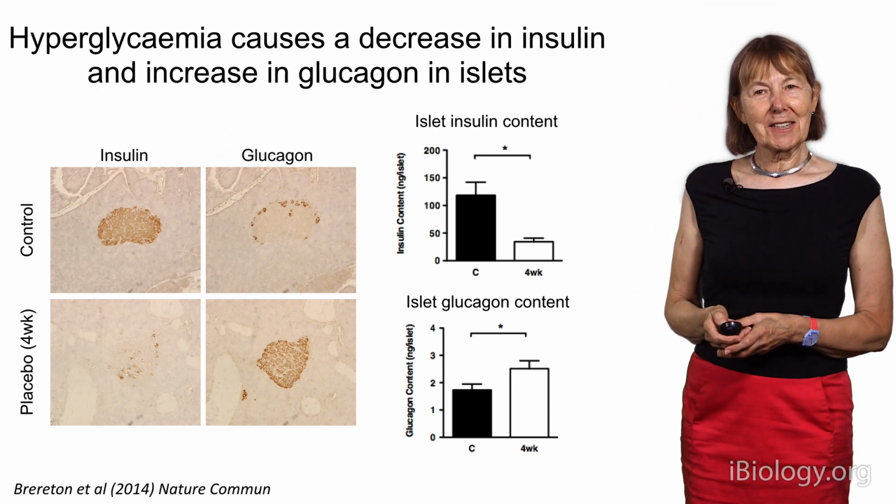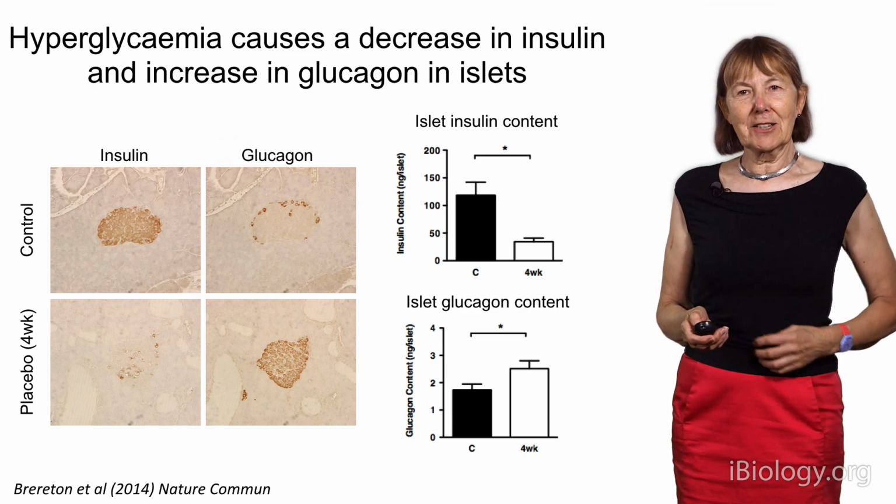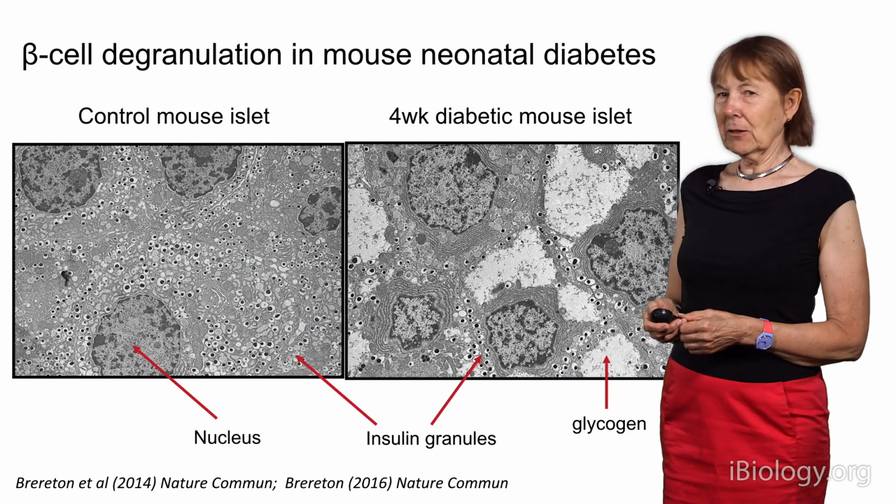So the next question is, is this because the beta cells are dying off, or is it because they're actually just losing their insulin granules? And to try to address that question, we have to look at electron microscopy.